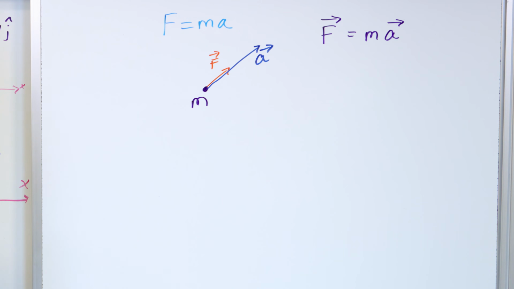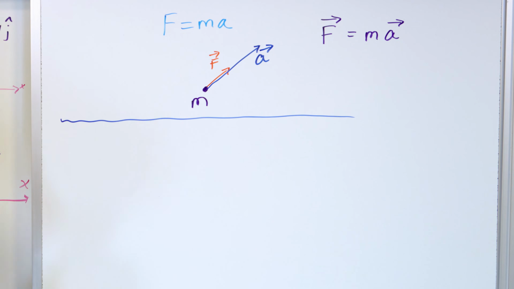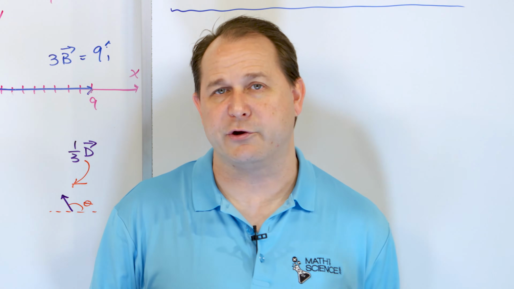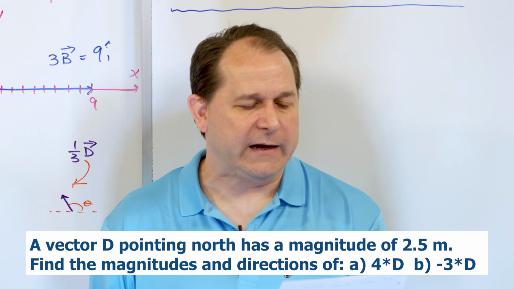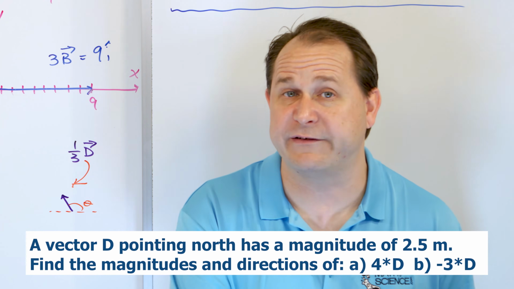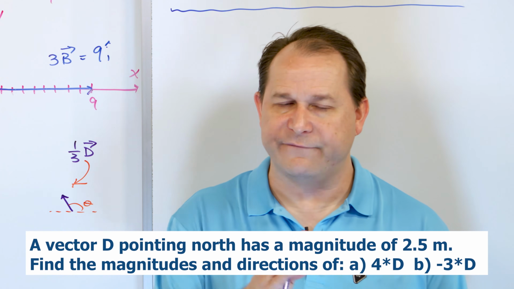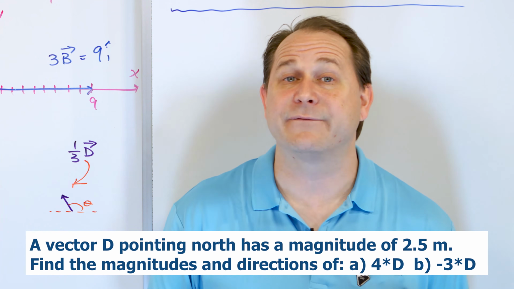All right, now the next thing I want to do before we get any farther in this is I think it's a good point to actually solve a real problem. A real problem here is not going to be a very complex situation, but it's still good to get familiar with what we're doing. The problem says a vector d pointing northward has a magnitude of 2.5 meters. So this must be some sort of displacement vector. Find the magnitudes and directions of the following two vectors. The first one is 4 times d, and the next one is -3 times d.